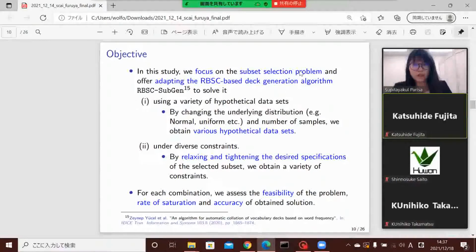In this study, we focus on the subset selection problem and propose adapting the RBSC-based subset generation algorithm, RBSC subset, to solve it. First, we use a variety of hypothetical datasets by changing the underlying distribution and the number of samples, under diverse constraints like relaxing and tightening the desired specification of the selected subset. For each combination, we assess the feasibility of the problem, rate of saturation, and accuracy of the obtained solution.